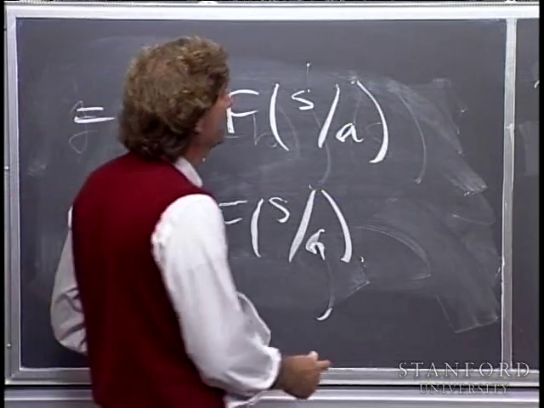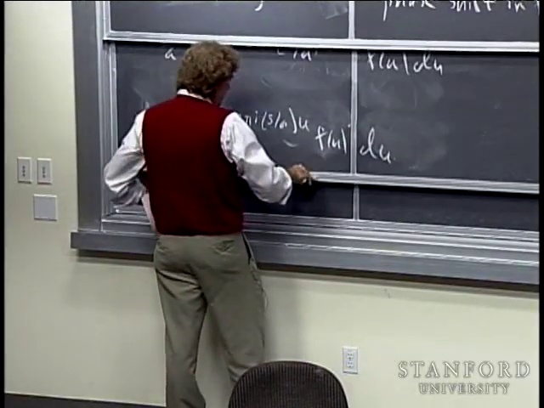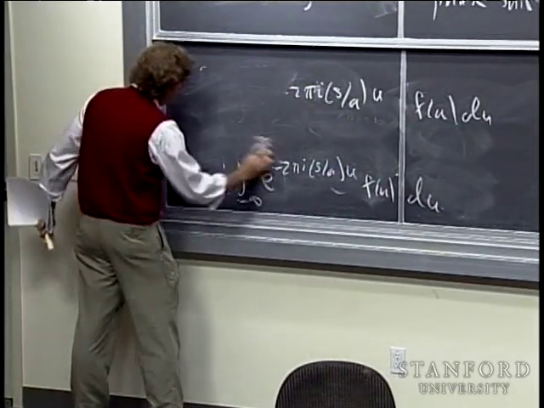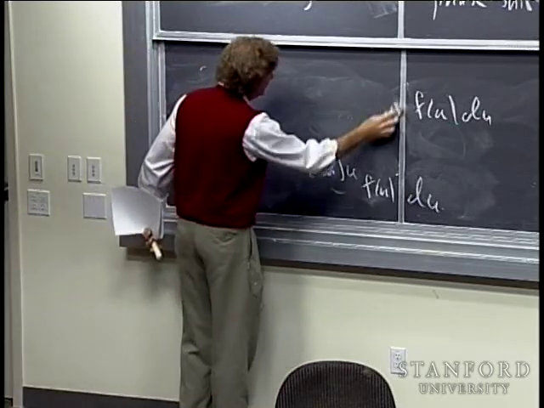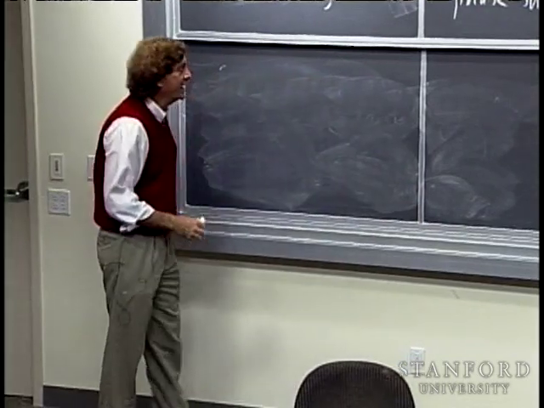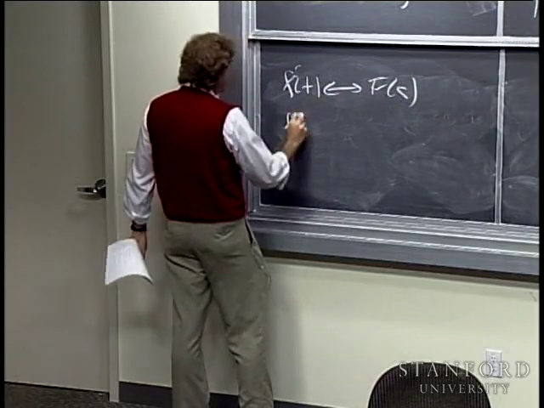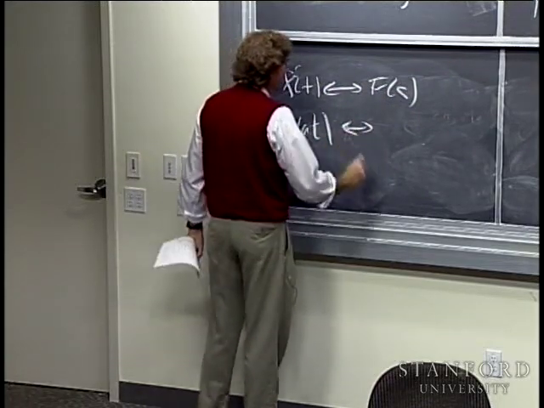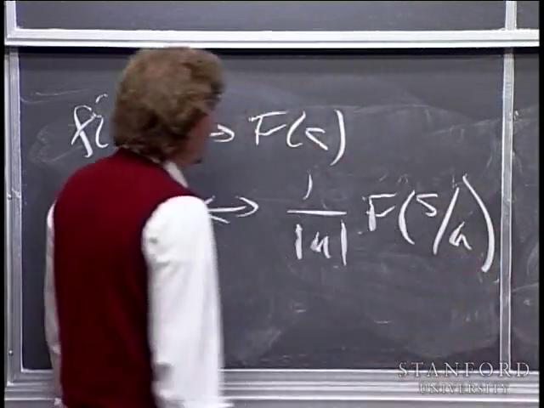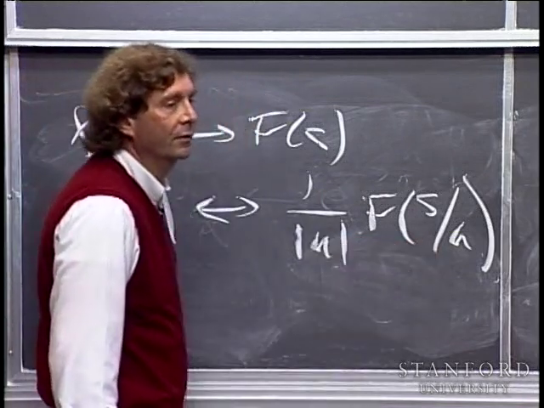In other words, the stretch theorem or the similarity theorem, whatever term you want to use, can be written in one piece. I had to do the derivation really in two parts, but there's only one formula. And the formula is that if f of t corresponds to F of s, then f of at corresponds to 1 over the absolute value of a times the Fourier transform of the original signal at s over a. So notice the absolute value is on the outside here, but not on the inside.